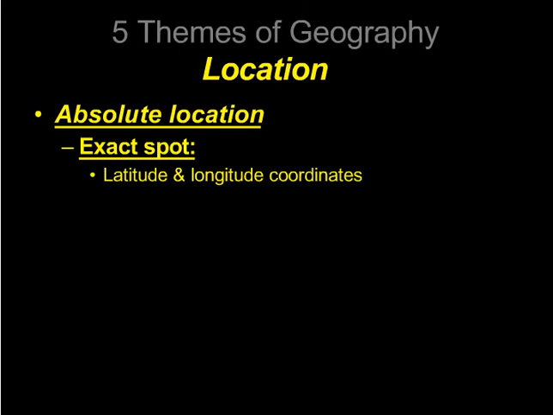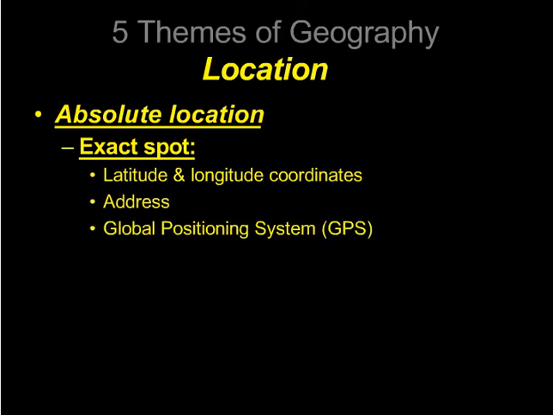Another way to illustrate this is latitude and longitude coordinates. 56 degrees north, 47 degrees west is an exact location. Another example would be an address. Where you live, where you work, where your office might be, has an address, and that also marks an absolute location, or an exact spot. Even further, global positioning systems. These are becoming much more commonly used. They're in our cars, they're on our phones, and those also are ways we can measure or mark an exact spot, or an absolute location.